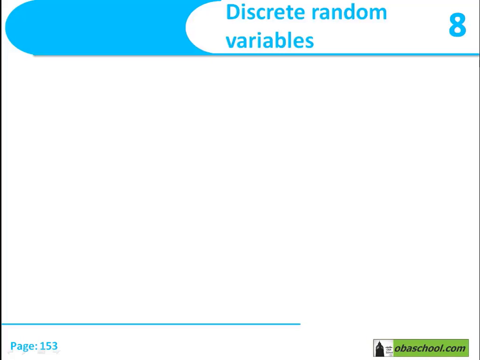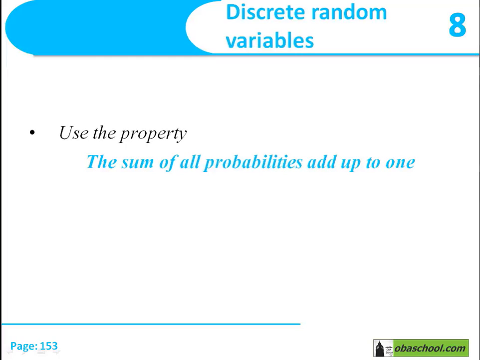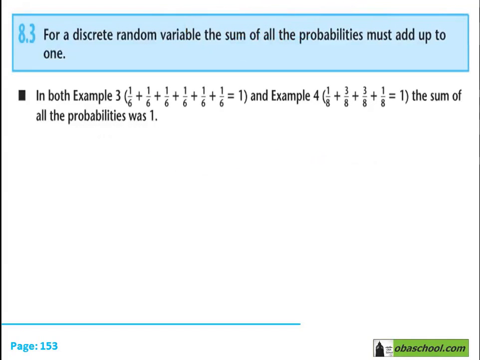Chapter 8, Discrete Random Variables. Now we are going to learn how to use the property that the sum of all probabilities adds up to 1. Look at the description. For a discrete random variable, the sum of all the probabilities must add up to 1. In both example 3 and example 4, the sum of all the probabilities was 1.